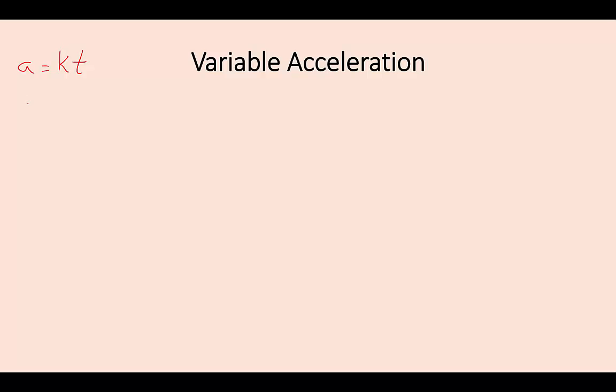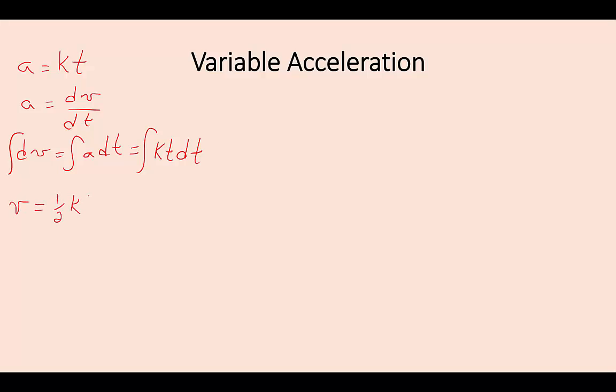Remember, again, that a is equal to dv/dt, so we can integrate this, similar to what we did before, and now we have a as kt instead, and we end up with v is equal to 1/2 kt squared plus our constant, which we know is going to be our initial velocity, so plus v naught. Okay, so there's one equation that we're going to be using when we have variable acceleration, where k is the constant of change for our acceleration, how our acceleration is changing.